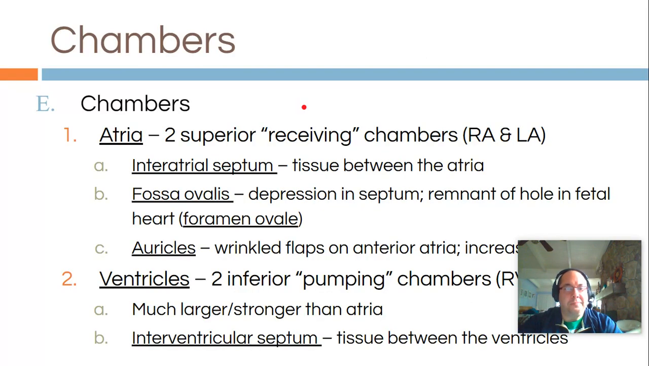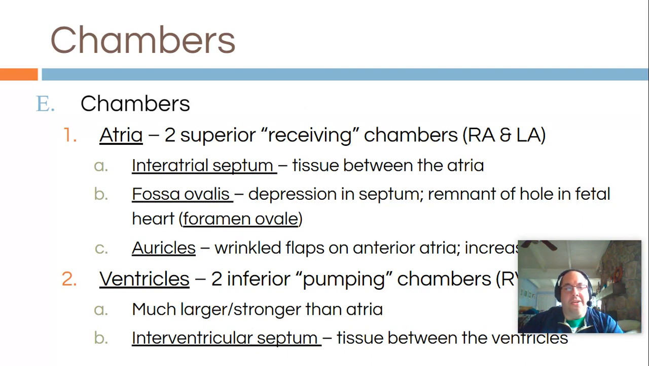All right, so that brings us to the chambers of the heart. And I mentioned this before. There's two types of chambers, atria and ventricles. The atria are on top of the heart. They're the superior chambers, and they're the receiving chambers that pick up the blood that comes into the heart from the veins. We call them RA and LA because there's a right atrium and a left atrium. We're just going to call them RA and LA to keep things really simple.